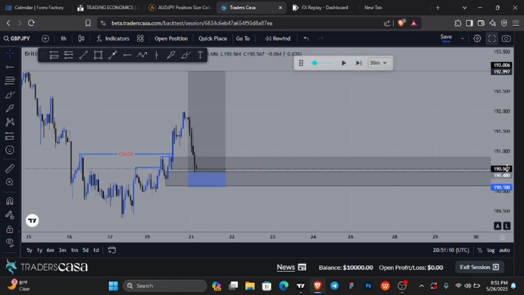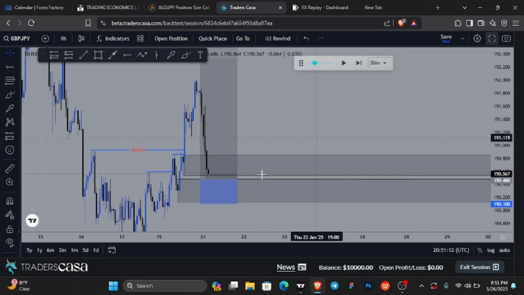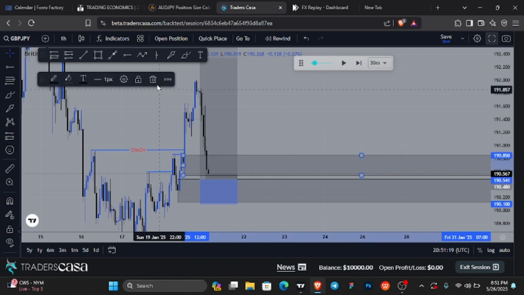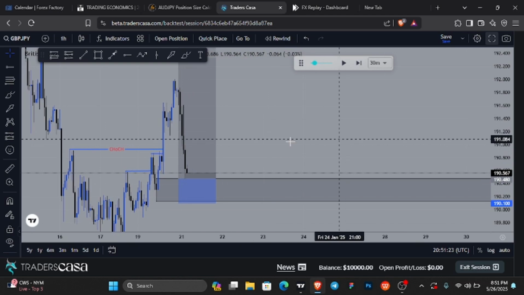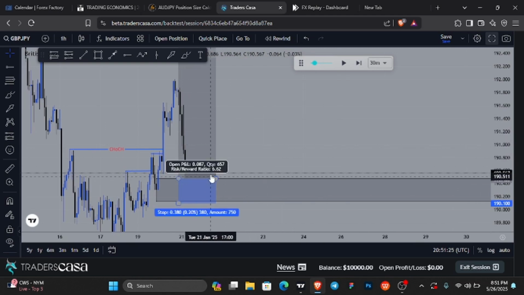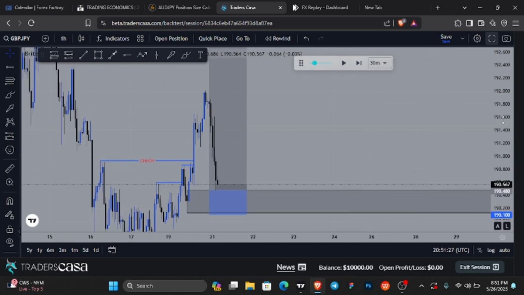So you can see, like I said, we've gotten a tapping at the extreme zone, and our inducement zone has been taken out, like I said. So let us just remove our demand zone that we drew, this inducement zone. So with this trade, I decided to go with the confirmation entry approach.